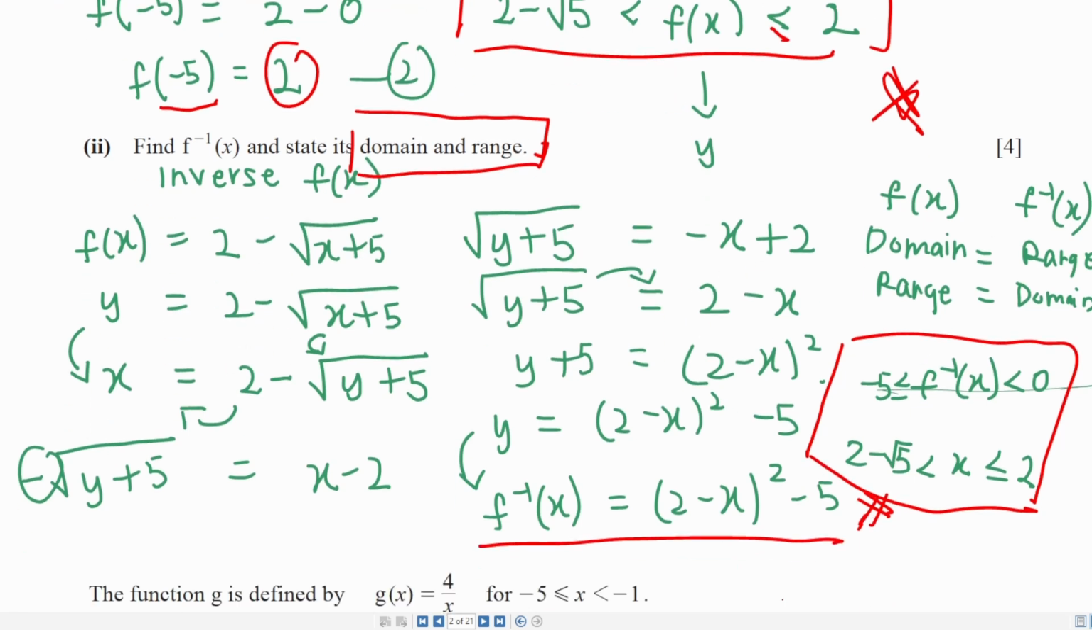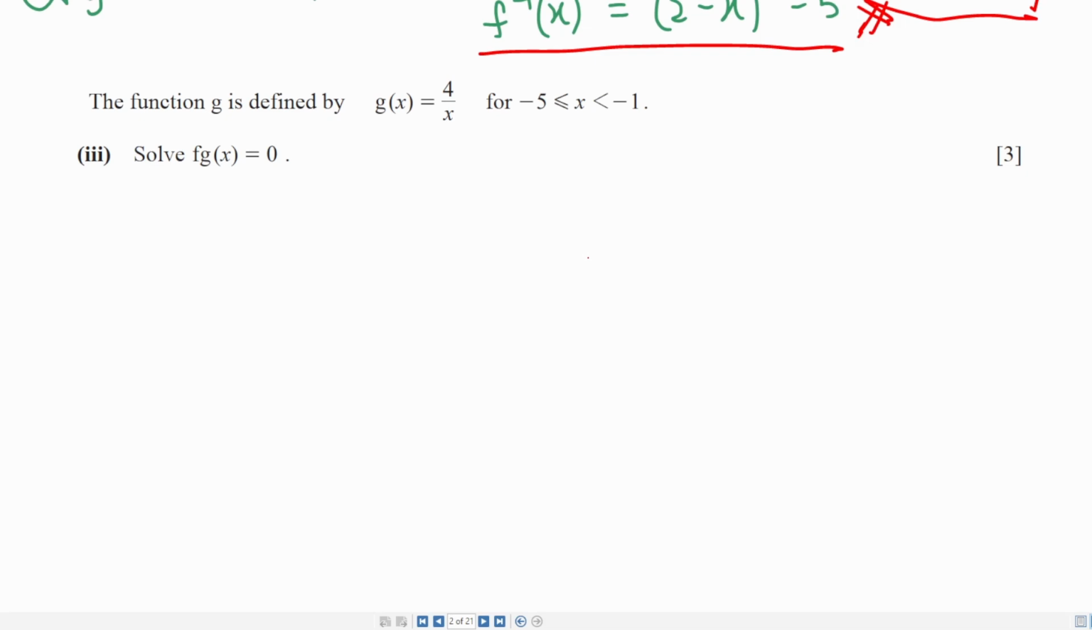Alright, let's move on. The function g is defined by g(x) is equal to 4 over x for this domain. Alright, so this is our domain. Solve f(g(x)) is equal to 0. So this right here is actually a composite function. This is our composite function.